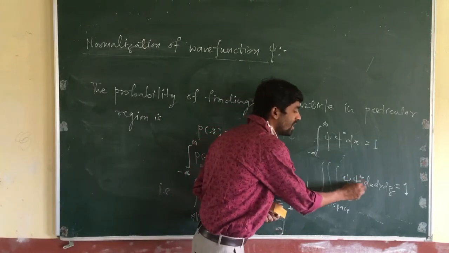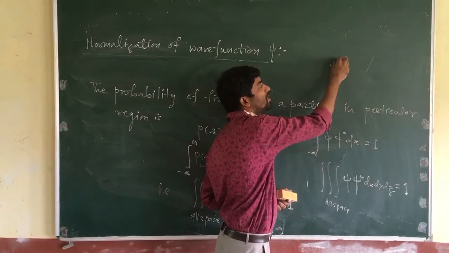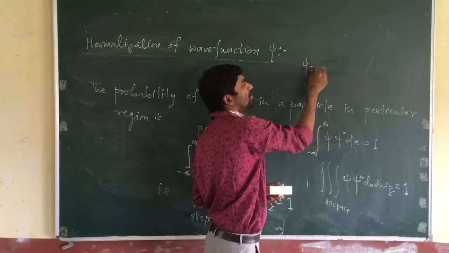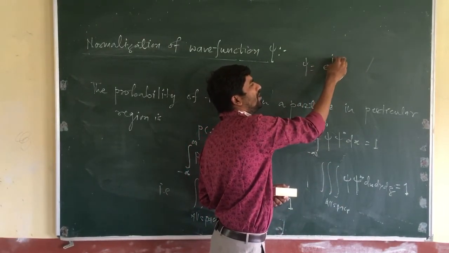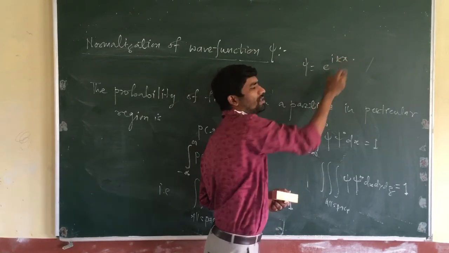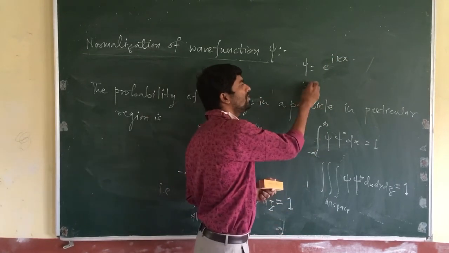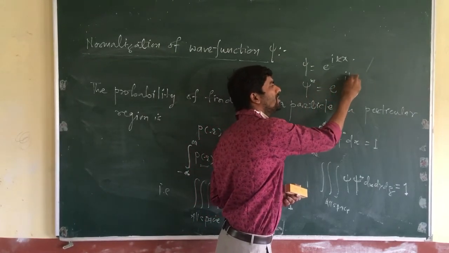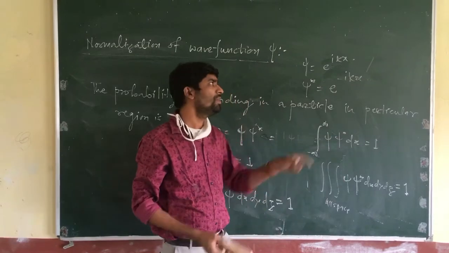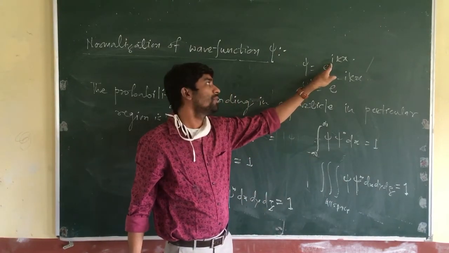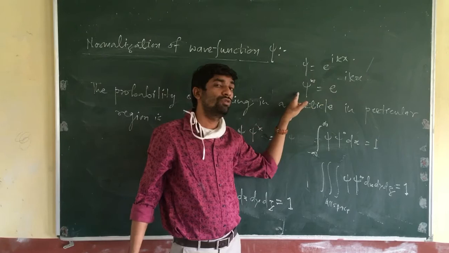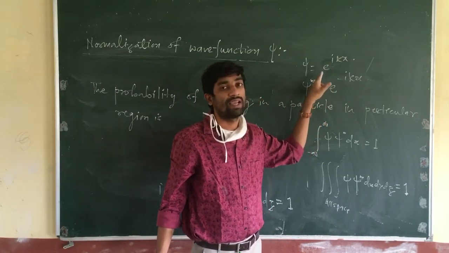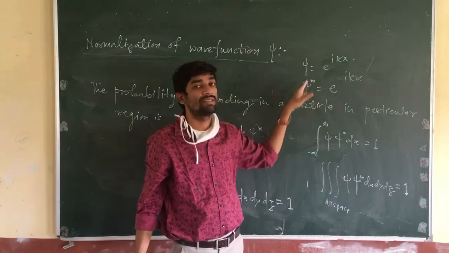And what is this psi star? Psi star is known as the complex conjugate of psi. That means if I take psi equal to e raised to the power ikx, suppose this is the value of psi, then what is the value of psi star? Psi star is equal to e raised to the power minus ikx. That means the imaginary term here is positive, and in the conjugate here it will be changed to negative. That is the difference between psi and psi star. That is known as psi and psi conjugate.